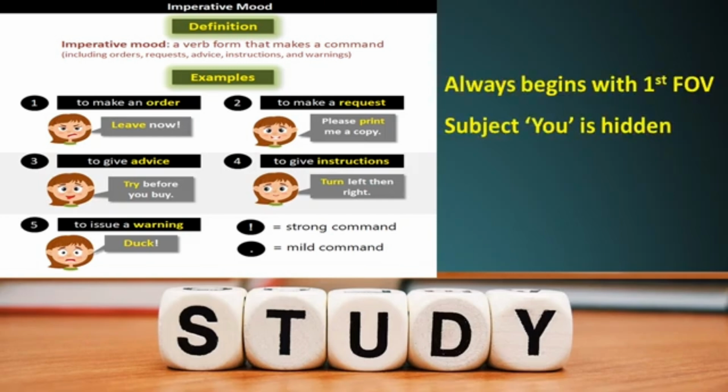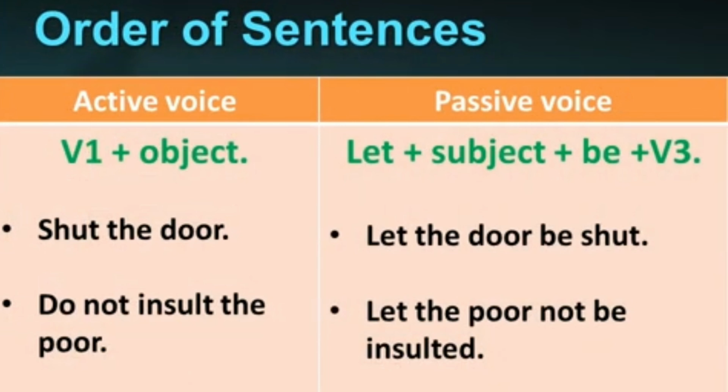And one thing that you need to focus on: imperative sentences always begin with first form of verb and in these sentences the subject you is hidden. Then comes the order of sentences. First of all we'll discuss the structure of sentences showing command and order. The structure of active voice is first form of verb and then object. Means the sentence is shut the door.